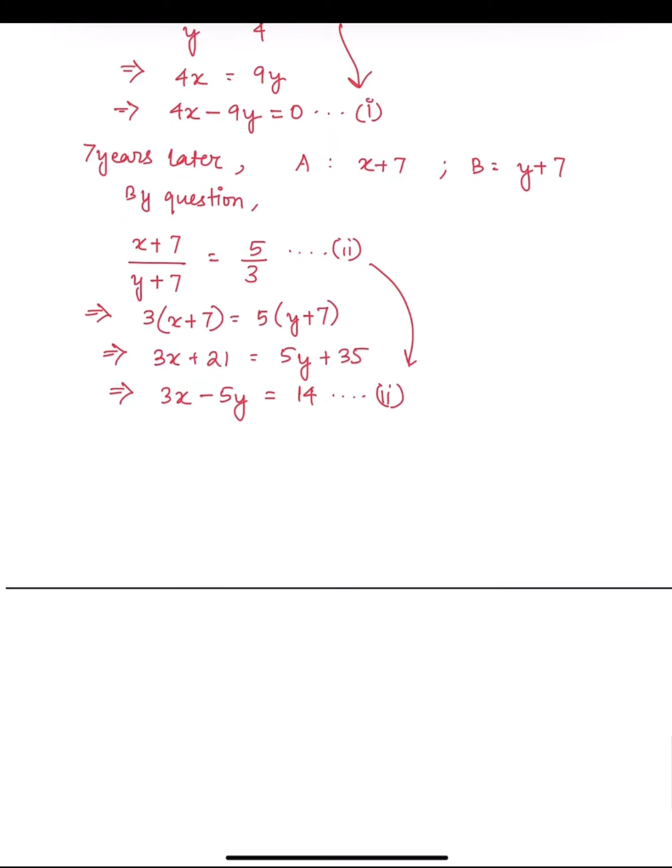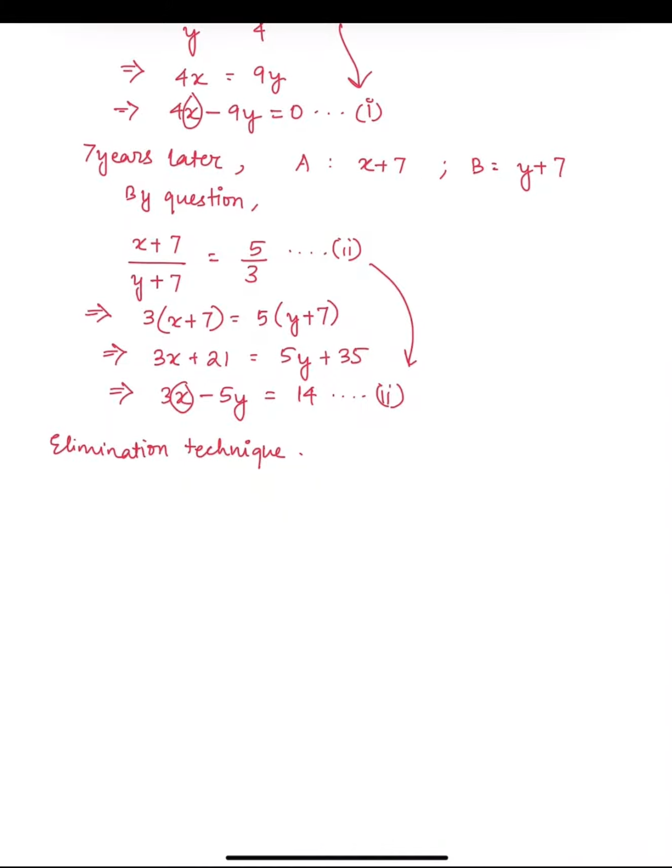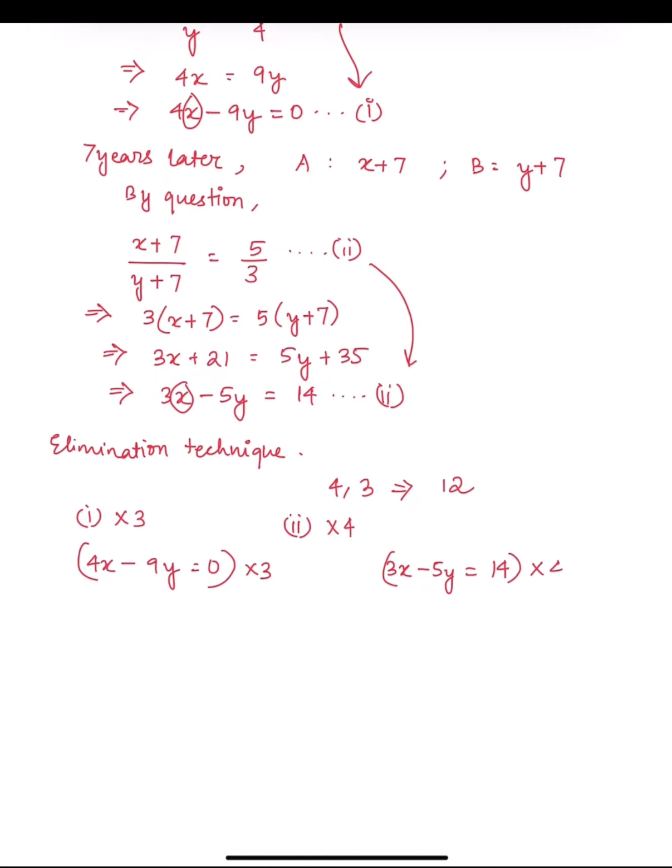Now we have to solve both of them. I am using again the elimination technique. I'll choose the x variable, and 4 and 3 means the common factor will be 12. So equation 1 will be multiplied by 3, equation 2 will be multiplied by 4. So 4x minus 9y equal to 0 has to be multiplied by 3, and 3x minus 5y equal to 14 has to be multiplied by 4.